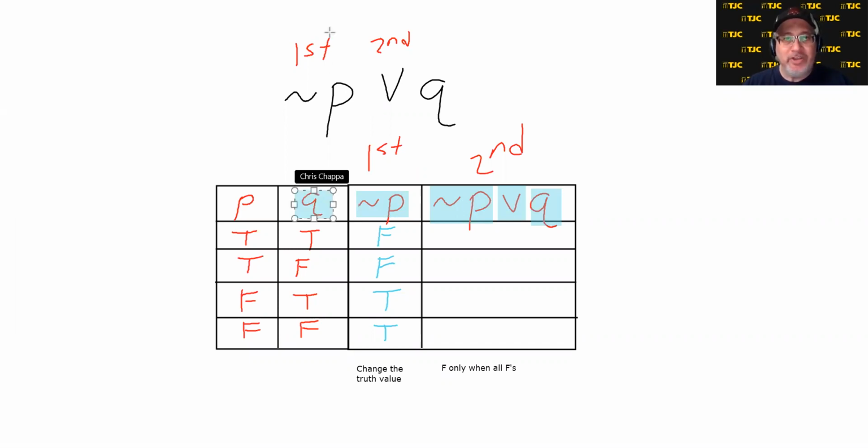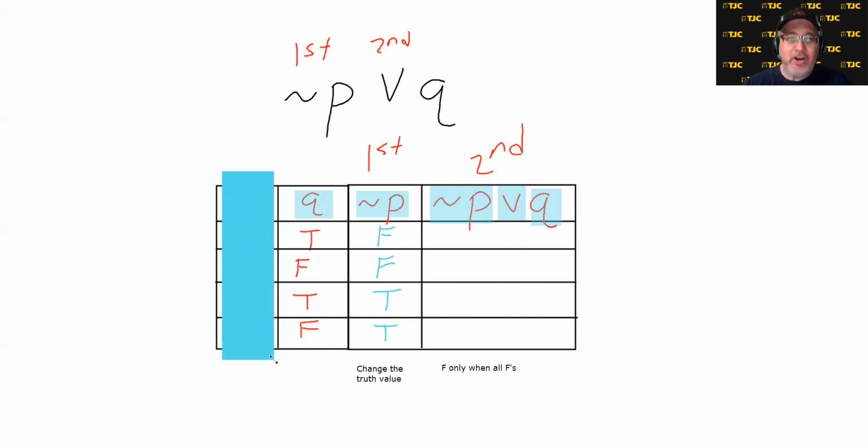And guess which column we don't need to look at? This one over here. Again, you don't have to cover the columns that you're not focusing on currently, but if you have trouble focusing because all the mess of columns and rows and trues and falses, then I would cover it up. All right, so we are looking at the Q column and the first column, and we're going to play the rule false only when all F's. Do you see any row that is all F's?